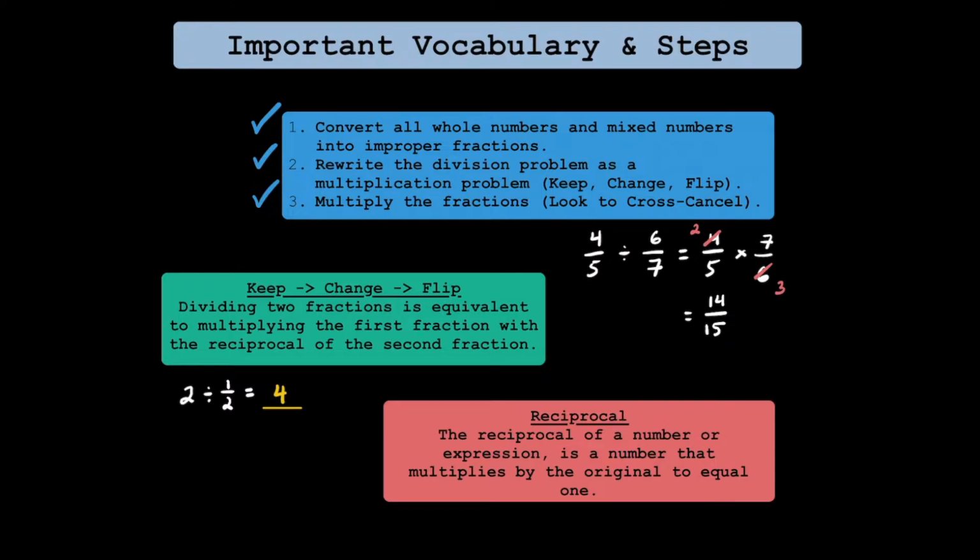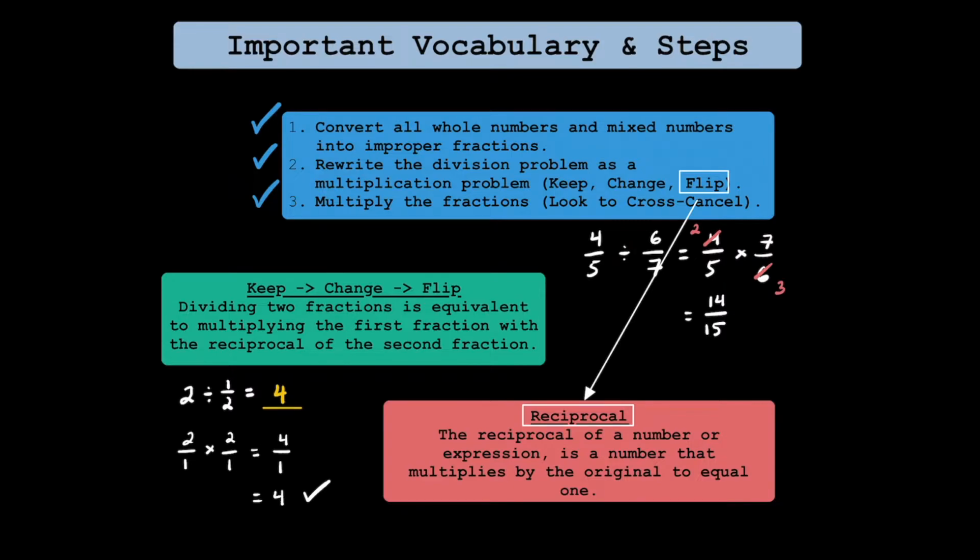Since 2 is a whole number, we can rewrite it as an improper fraction, 2 over 1. We're going to keep that one. We're going to change the division sign into a multiplication sign, and we're going to flip or find the reciprocal of 1/2, which is 2 over 1. Now that it's a multiplication problem, we could do 2 times 2, which is 4, and 1 times 1, which is 1. 4 over 1 is just 4. Seems to check out.